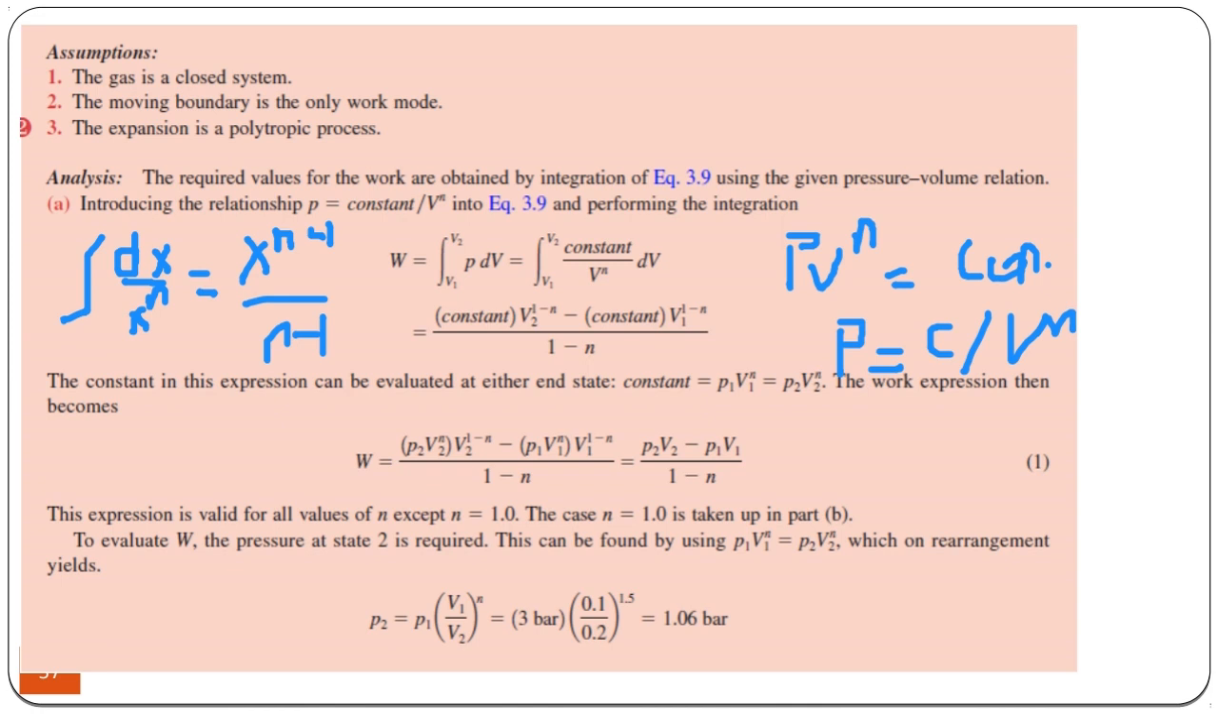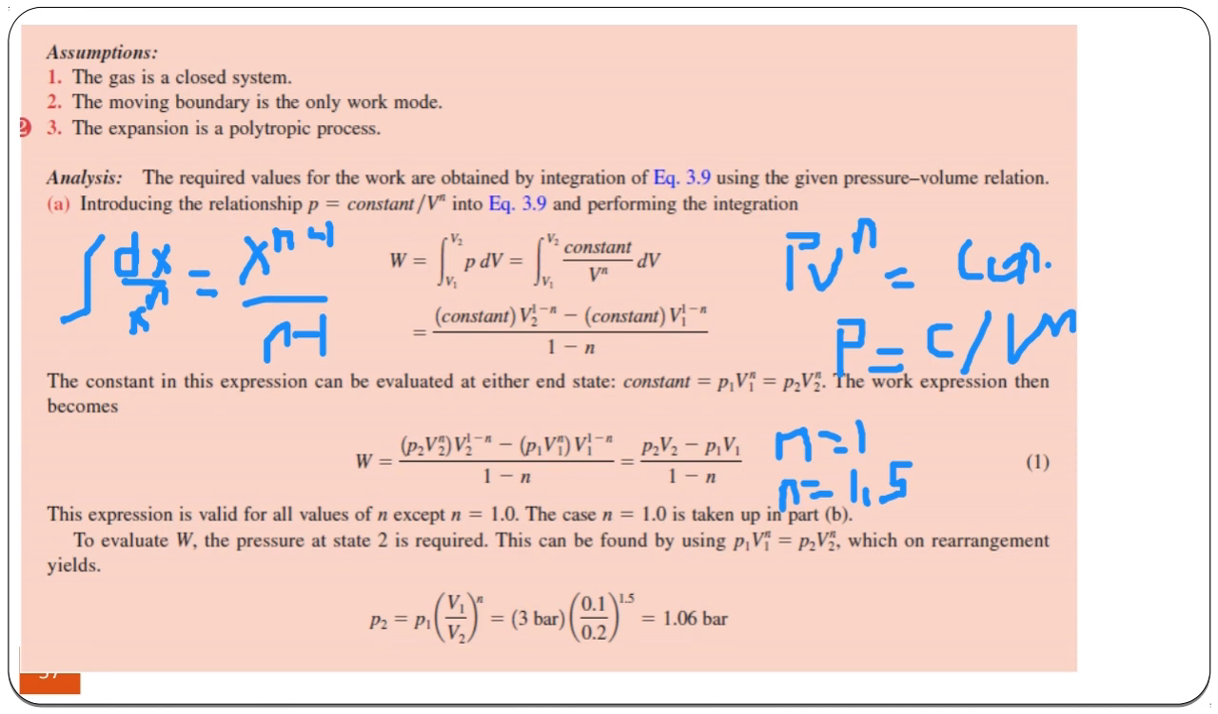So you can use this for N of 1.5, but not for N equals 1, because when N is 1, this doesn't have any definition. So except for N is 1, you can use this.